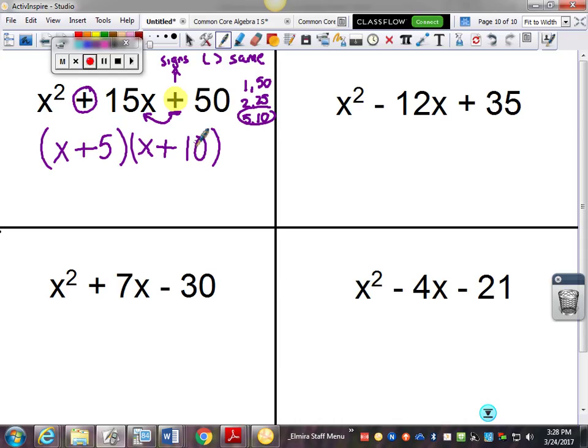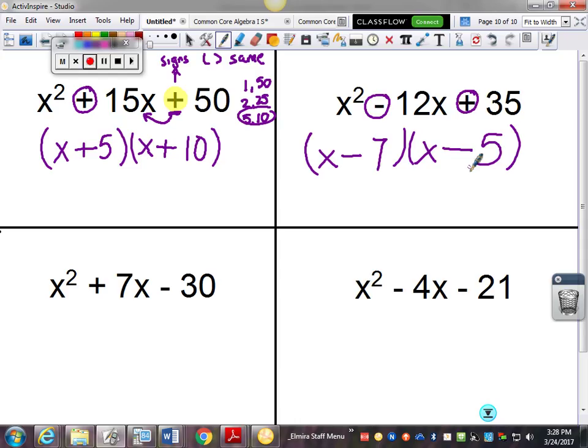Let's come across to this one. Again, my C term is plus. That tells me that the signs inside the parentheses will both be the same. The minus sign tells me they're both minus. So now I need two numbers that multiply to 35 and add to 12. So 7 times 5 would work. I could also put 5 and 7. Okay?